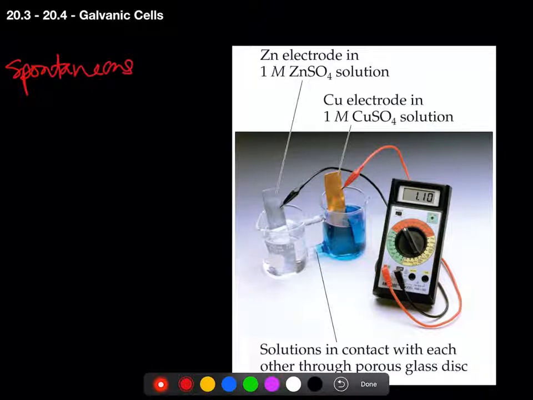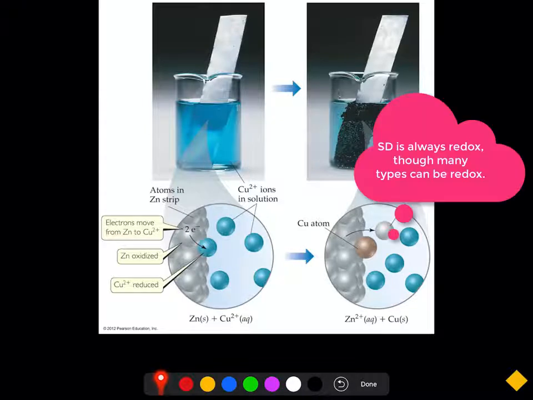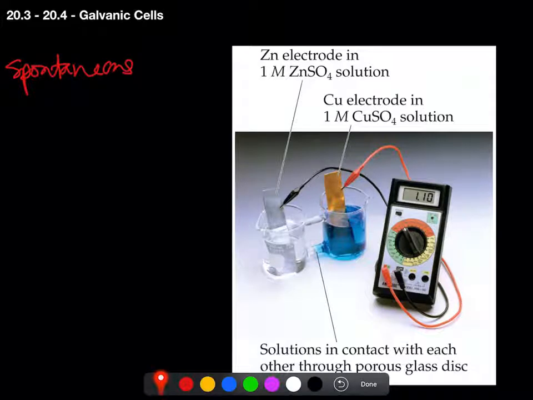When we talk about a galvanic cell or a voltaic cell, it's really no different than what we talked about in the first two sections and what we actually started talking about back in chapter 4. If we think back, we talked about this last time, and we looked at stuff like this sophomore year, where we have a single displacement reaction, where there's an exchange of electrons.